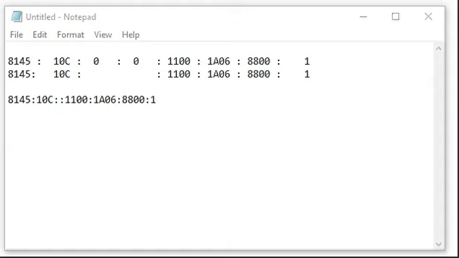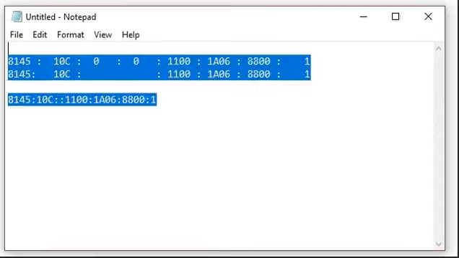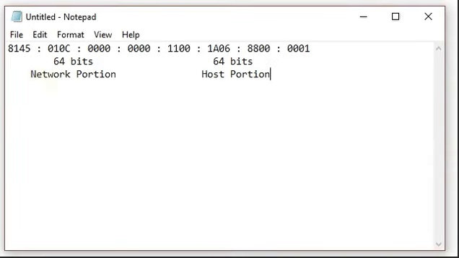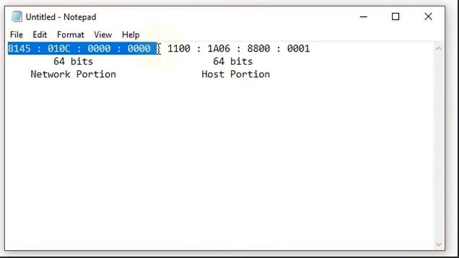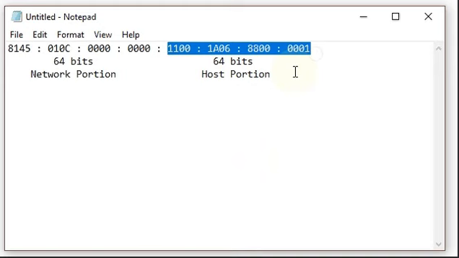An IPv6 address can be broken down into a network portion and a host portion. So let me show you how that looks. The first 64 bits is the network portion. The last 64 bits is the host portion. The IPv6 host portion is always 64 bits and it's automatically calculated. The network portion is also going to be 64 bits.